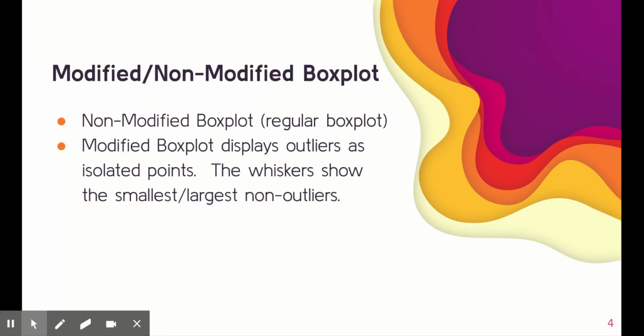Modified and non-modified box plot. A non-modified box plot is the regular box plot that you have been using when you first started drawing box plots. That's where you have the whiskers and the box. A modified box plot displays outliers as isolated points. The whiskers show the smallest and largest non-outliers.